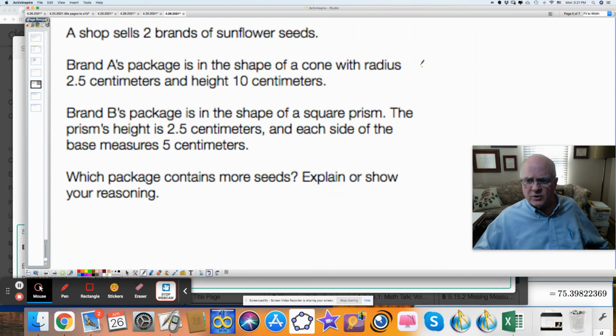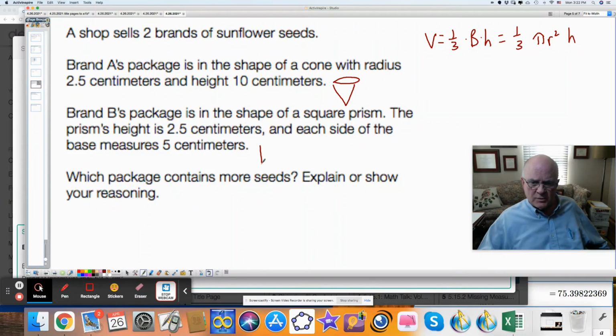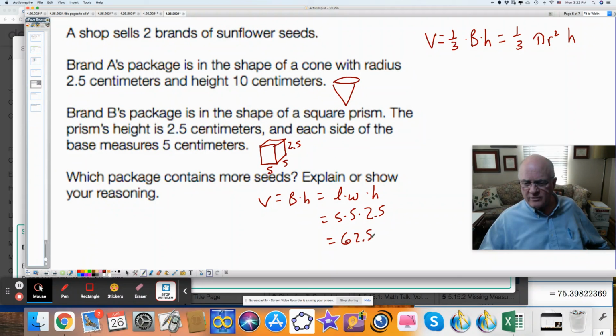Brand A is in the shape of a cone, like this. Volume is equal to 1/3 times the area of the base times the height, which is 1/3 pi r squared times the height. The second one is going to be in the form of a rectangular prism, and you're told that the sides are 5 and 5 and 2.5 because it's a square on the bottom. The volume of this one is equal to the area of the base times the height, which is length times width times the height. So here we have 5 times 5 times 2.5, which is 62.5.